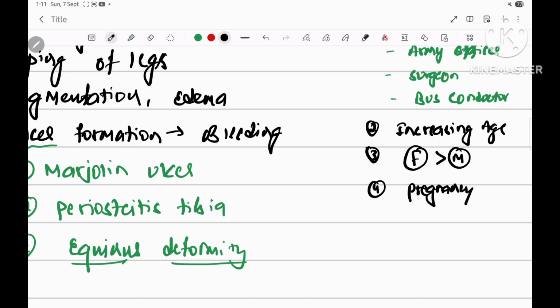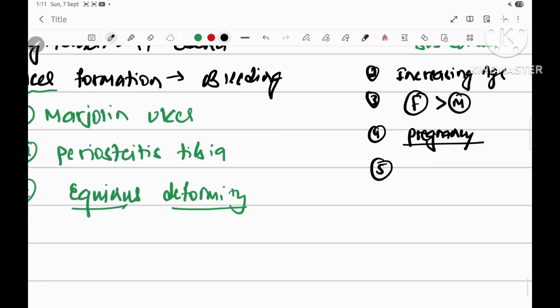And the fourth one is pregnancy. In case of pregnancy, there is an increased level of progesterone hormone, and it leads to the dilatation and relaxation of the vein of the lower limb, due to which there is more chance of formation of varicose vein.